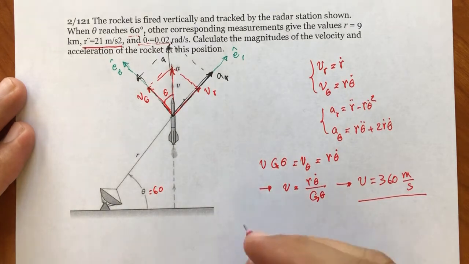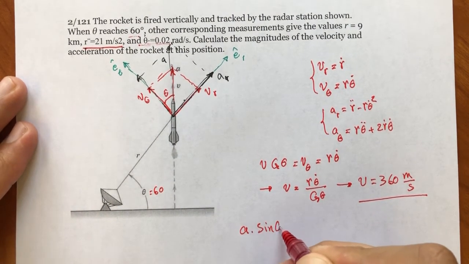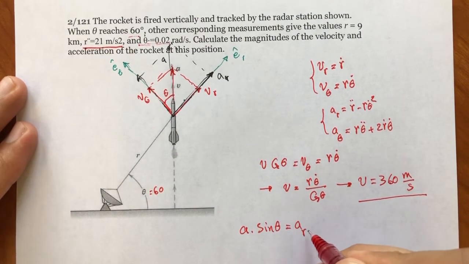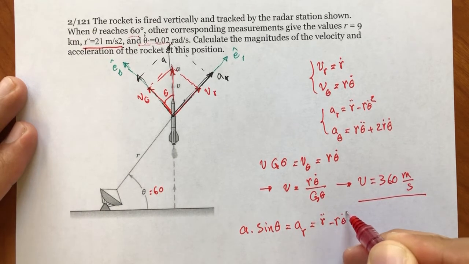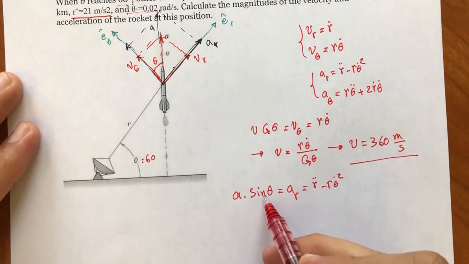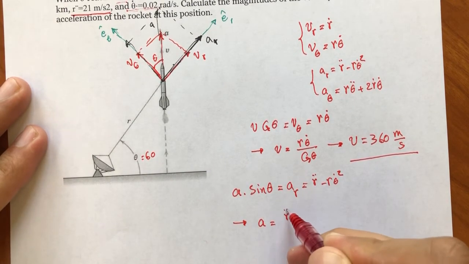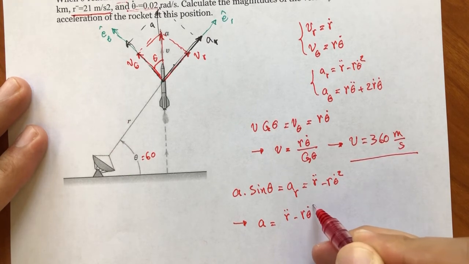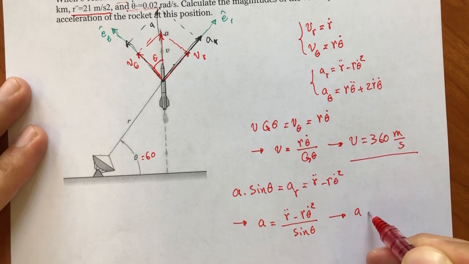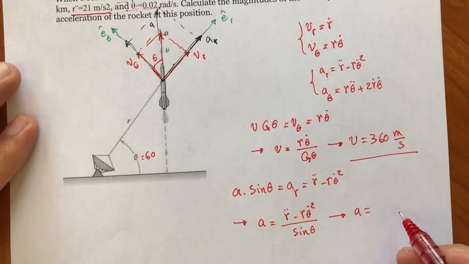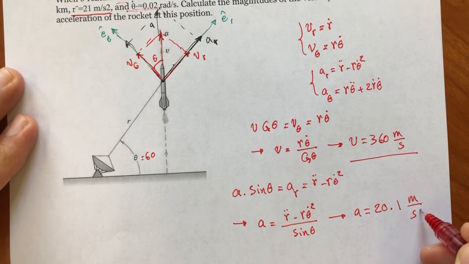So the actual acceleration times sine of theta is equal to AR, which is R double dot minus R theta dot squared. I know all of this and I also know theta. So the actual acceleration is going to be R double dot minus R theta dot squared divided by sine of theta, which is going to be 20.1 meters per second squared.